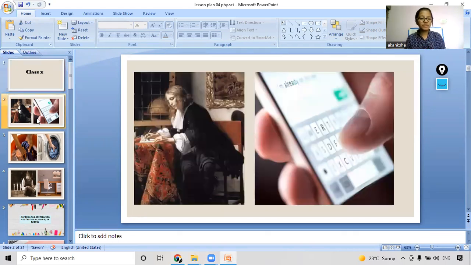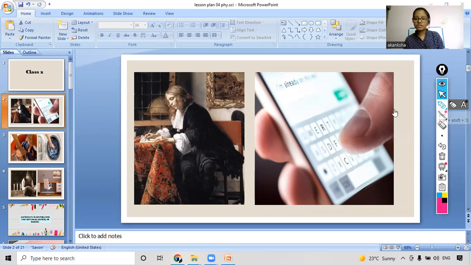So, first picture: what can you observe in this picture? You can write your answers in the comment box below. In the first picture, we can see a person writing a letter by hand. What about the other picture? What is happening in the other picture? A person is texting on a mobile.